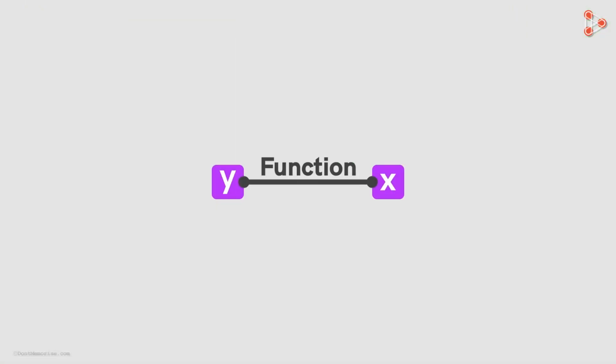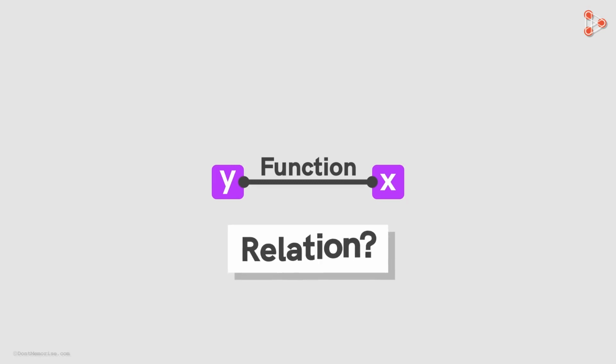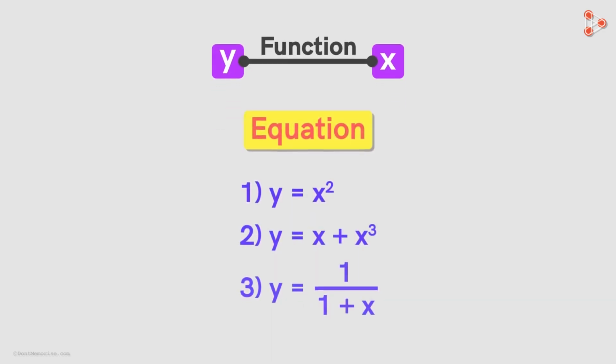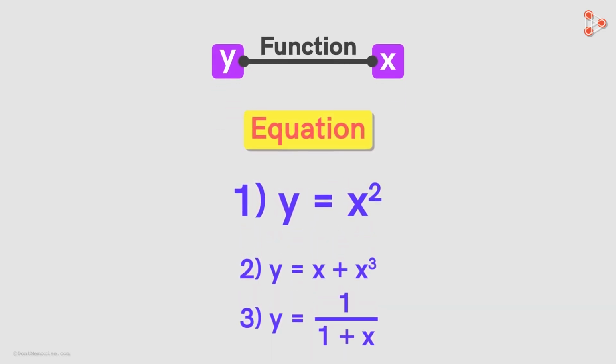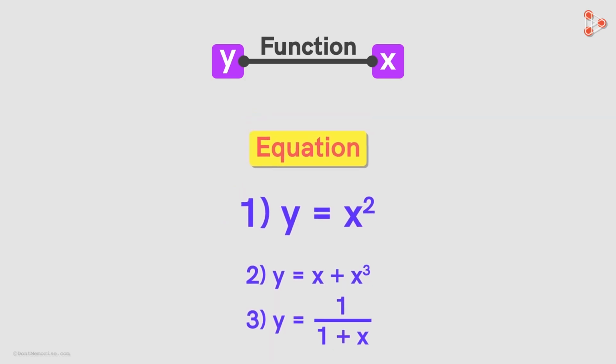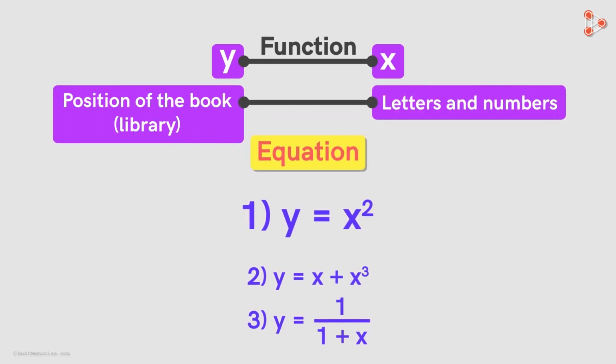But just knowing that two things depend on each other isn't very useful to us. We need to know how they are related to each other. Previously, we saw that this relationship can be given by equations like these. This equation says that the value of the dependent variable is the square of the value of the independent variable. But can a function like the position of a book in a library be represented like this?